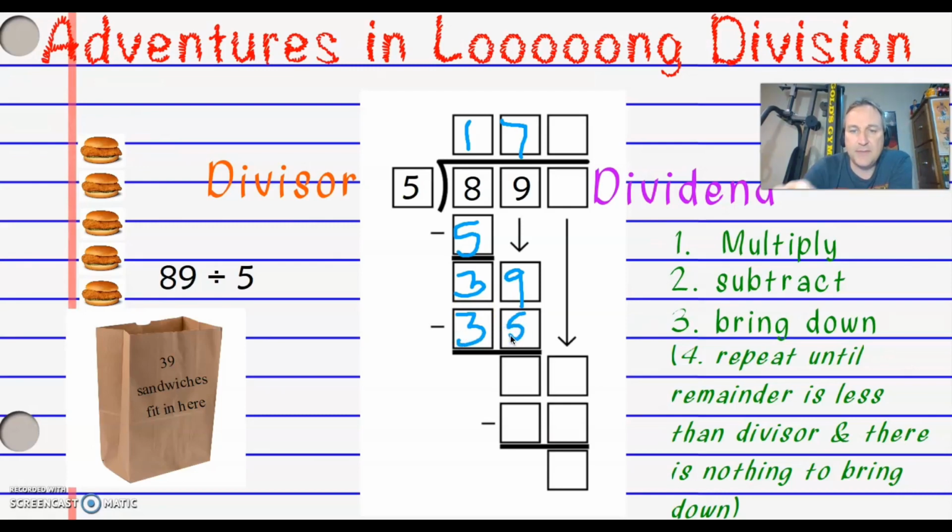Okay, so that's my multiply, and now I subtract. 39 minus 35 is 4. And then I bring down if there's anything to bring down. In this case, there's nothing left to bring down. So then I get what's called a remainder. Maybe you're familiar with this. I get 17 remainder 4. That's how you do a simple division problem with just 2 digits in the dividend and only 1 digit in the divisor. Let's mix it up a little bit.